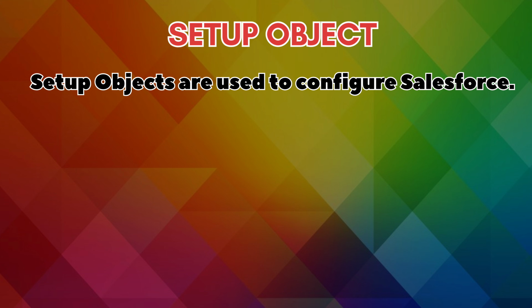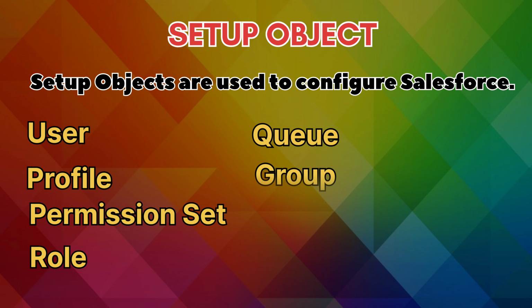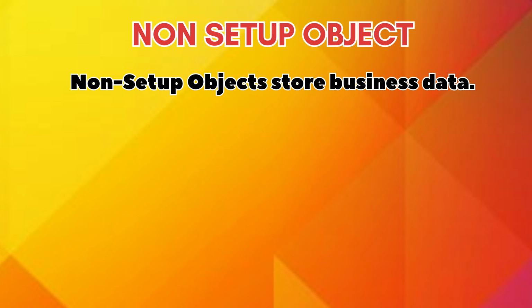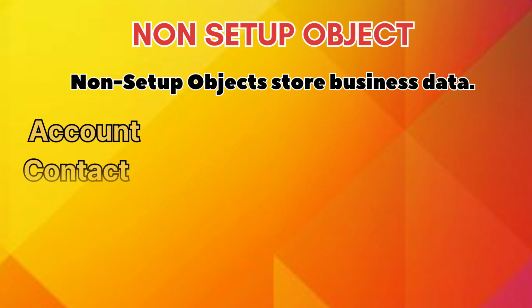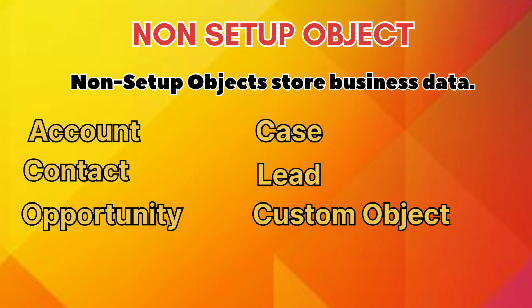Setup objects are used to configure Salesforce. Examples: user, profile, permission set, role, queue, group, customer data, territory. These objects control security and application configuration. Non-setup objects store business data. Examples: account, contact, opportunity, case, lead, and custom objects. These objects contain customer and business information.